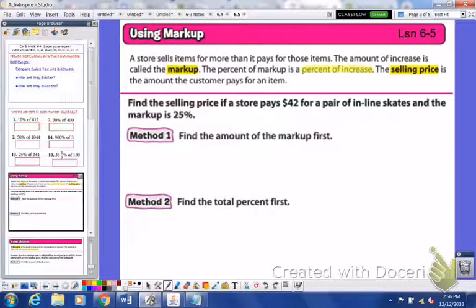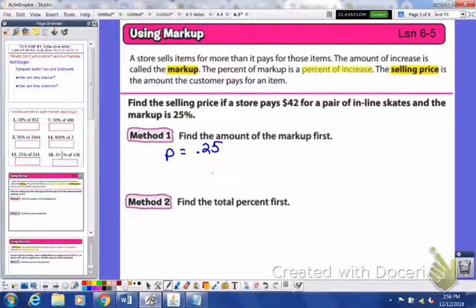So example 1, find the selling price if a store pays $42 for a pair of inline skates and the markup is 25%. So again, we have two methods. We're going to go through both of them and then you choose which method you like better. So first, find the amount of the markup. It's kind of like finding that tax last section. So my markup percentage would be 25%.